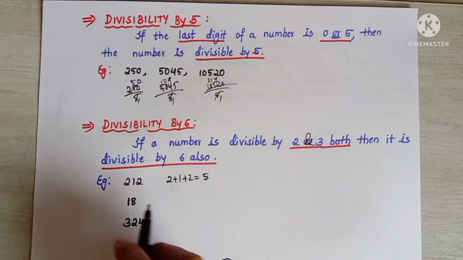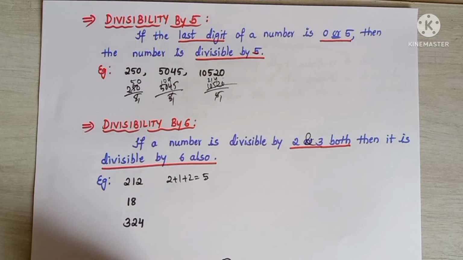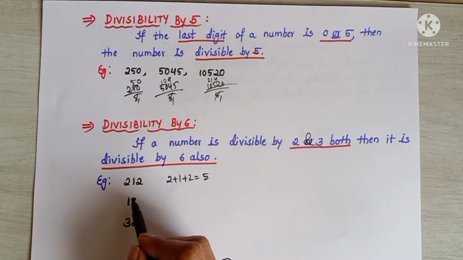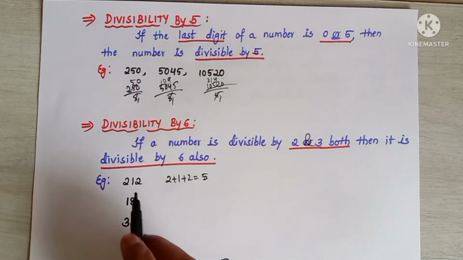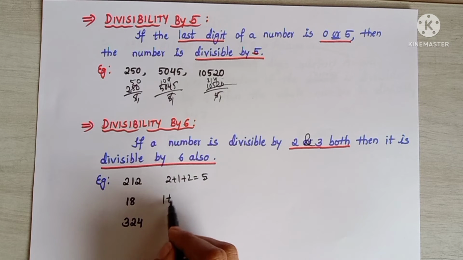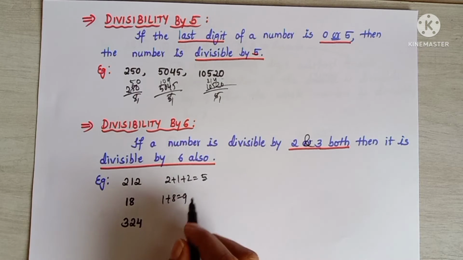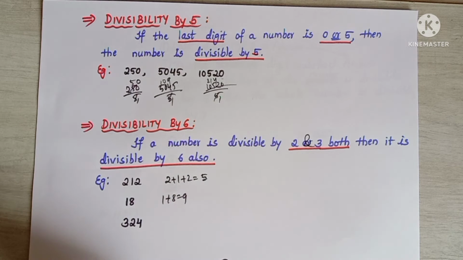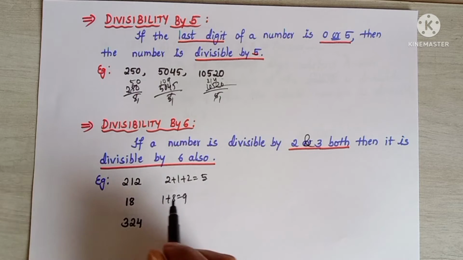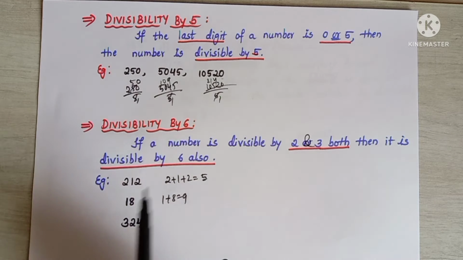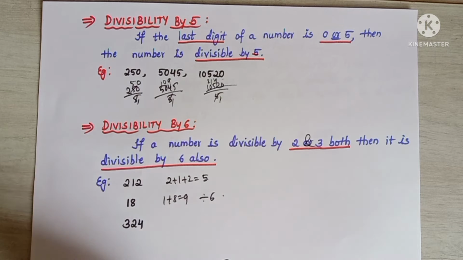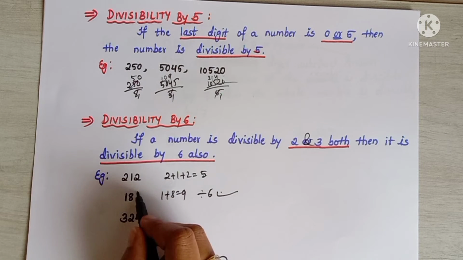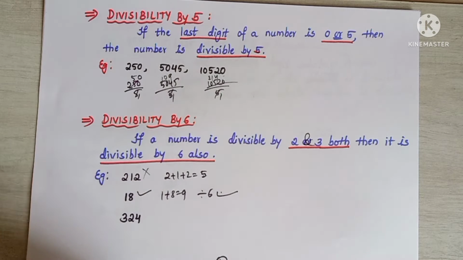Let us take 18. Whether it is divisible by 2? Yes, because in its ones place we have 8. Therefore, it is divisible by 2. Let us check about 3. 1 plus 8 is what? 9. Whether it is divisible by 3? Yes, it is divisible by 3. So, it is divisible by both 2 and 3. Therefore, we can say that 18 is also divisible by 6.